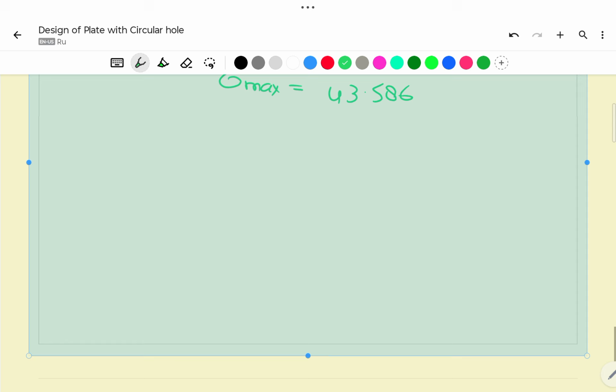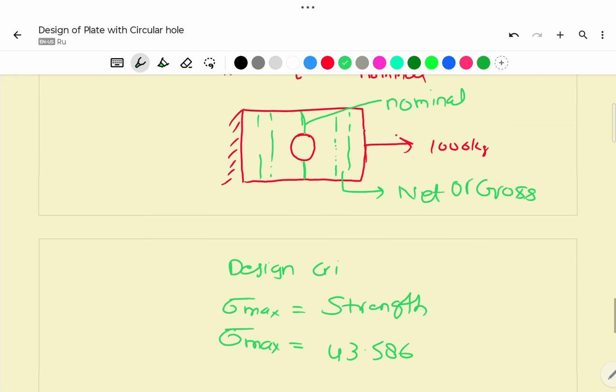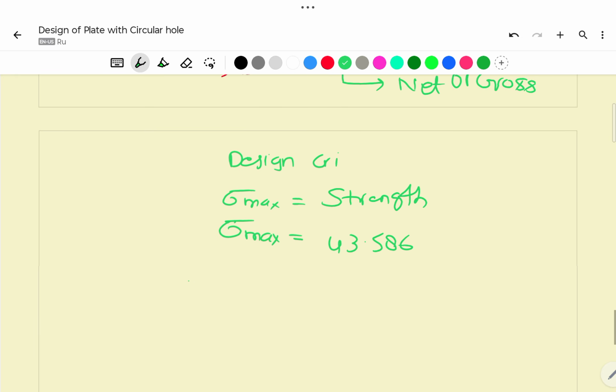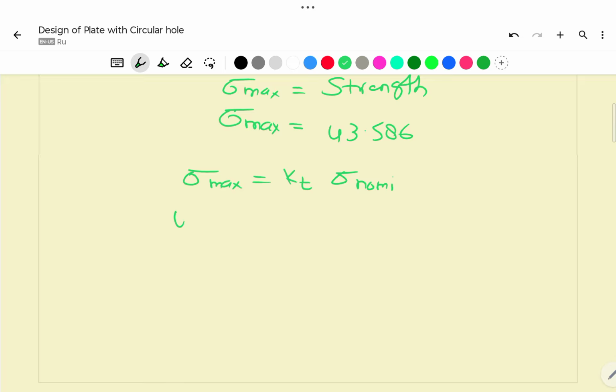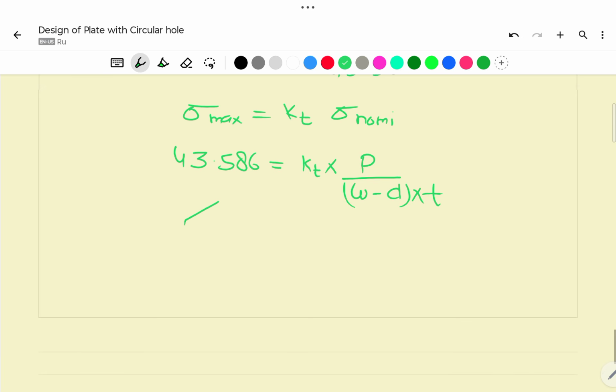Okay, so we will use these values in this equation: sigma max equals KT into sigma nominal. Sigma max we know is 43.586. The KT value I will find out from the graph. Sigma nominal is P by (W minus D) into T. I told you, this is the nominal, so I will calculate it.